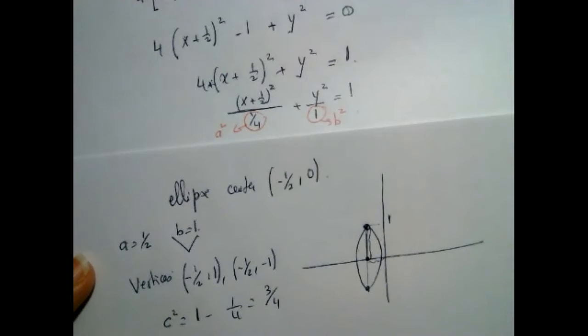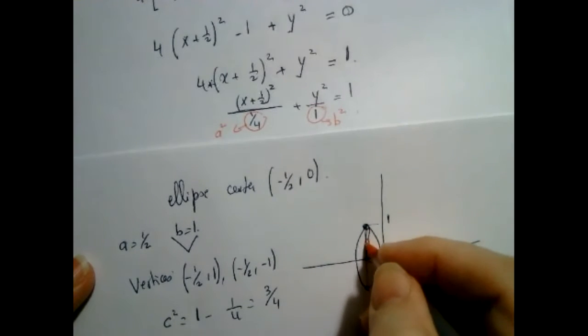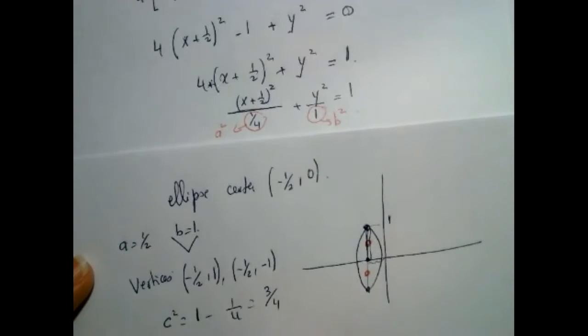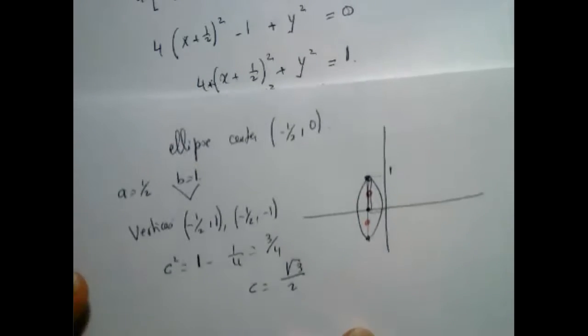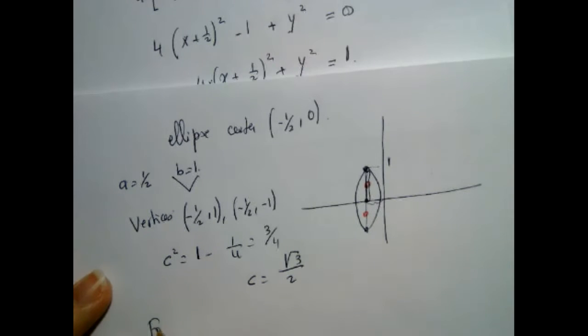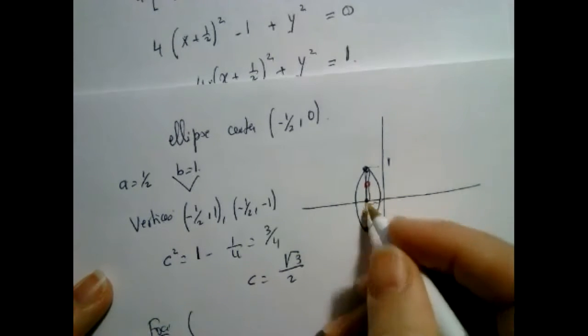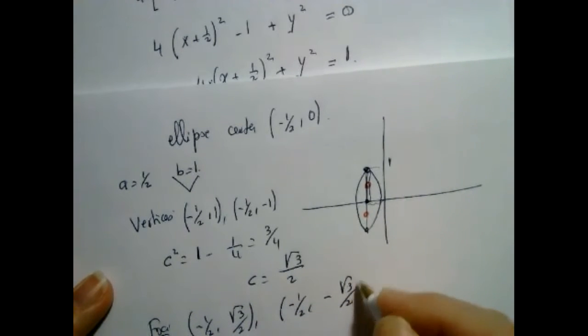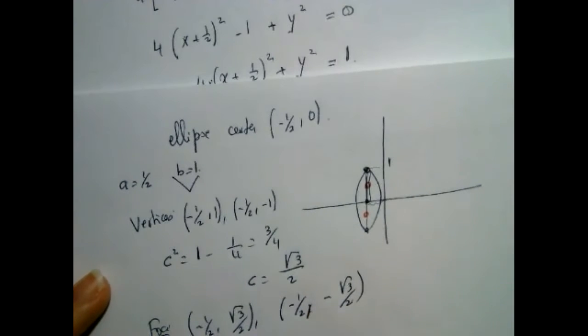So the foci in this case are right here and right here. So c is the square root of 3 over 2. It means the square root of 3 over 4. So the foci are minus a half plus the square root of 3 over 2, and minus a half minus the square root of 3 over 2. Okay.